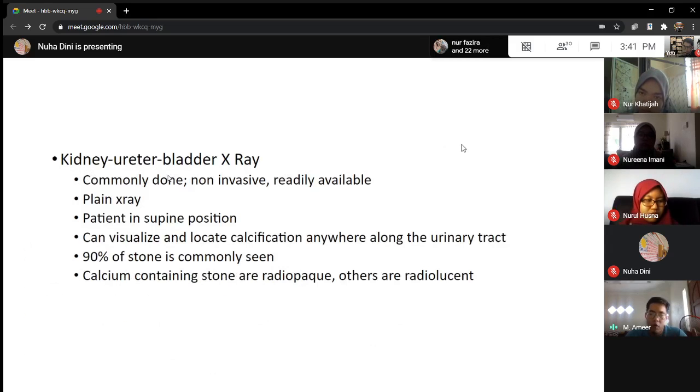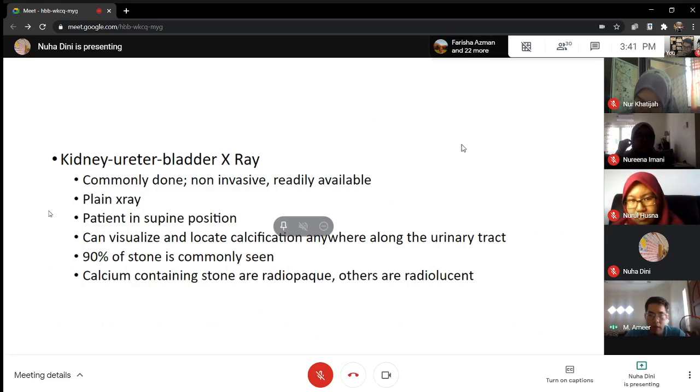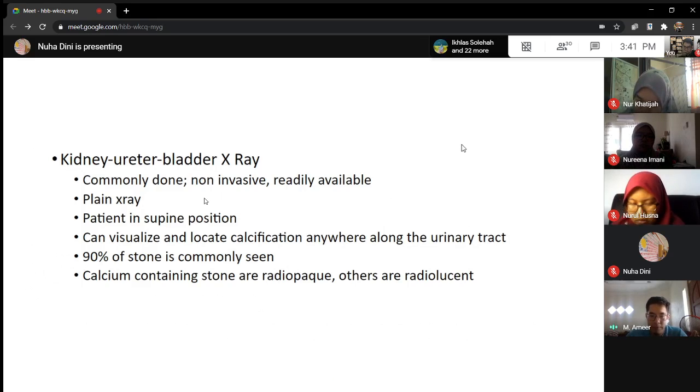The next commonly done imaging modality is the kidney ureter bladder X-ray, commonly known as KUB X-ray. This modality is commonly done because it is non-invasive and readily available. It is a plain X-ray, no contrast used. The patient needs to be positioned supine during the procedure. From this X-ray, we can visualize and locate calcification anywhere along the urinary tract, from the upper down to the lower.